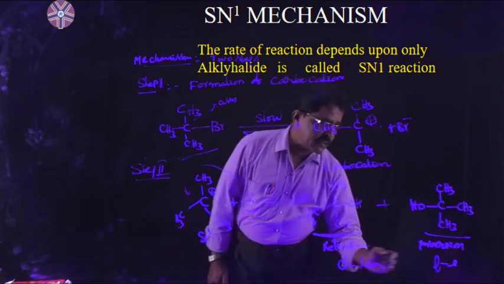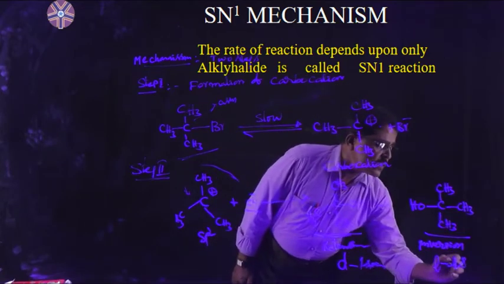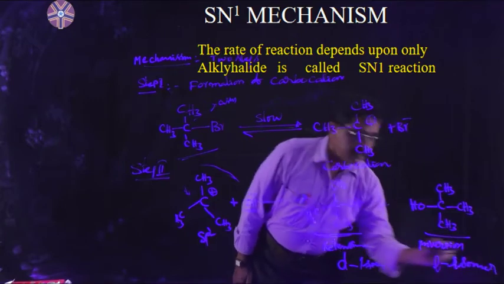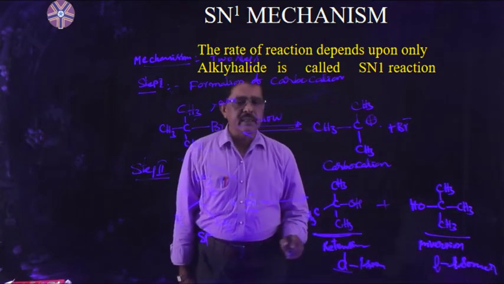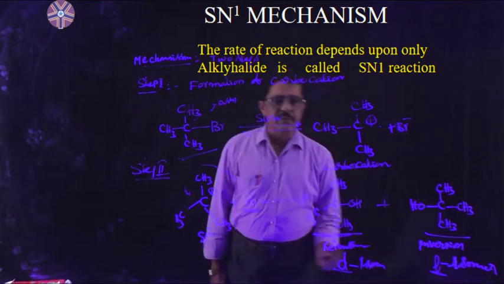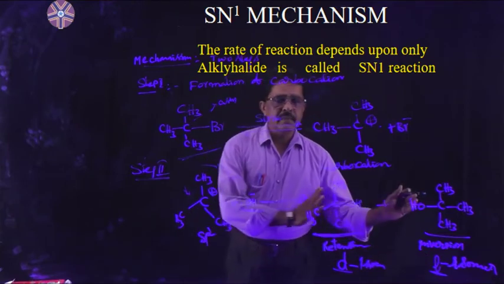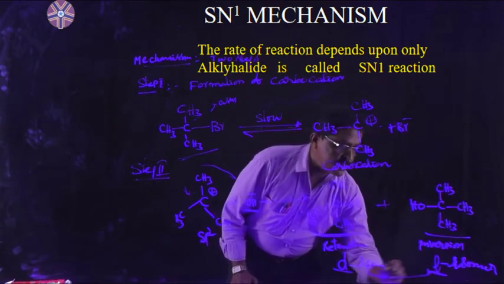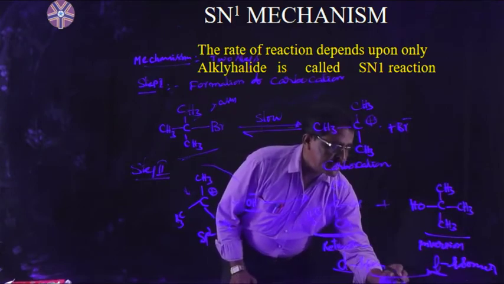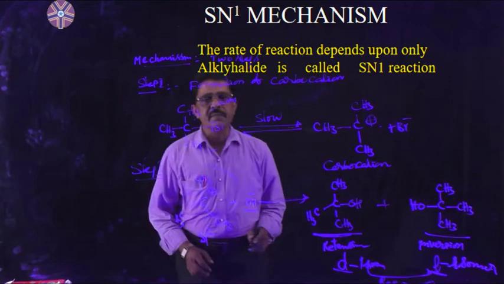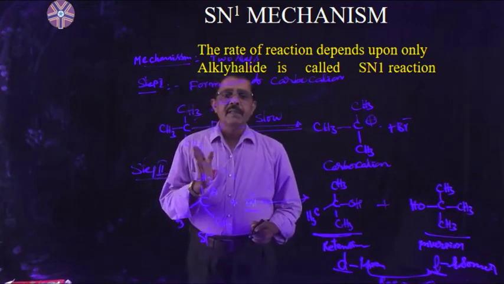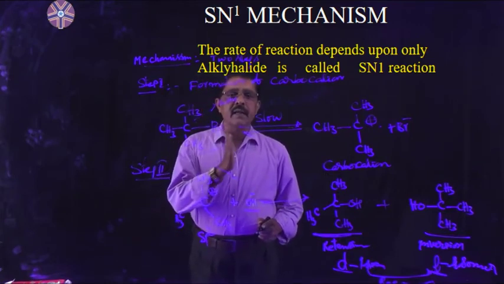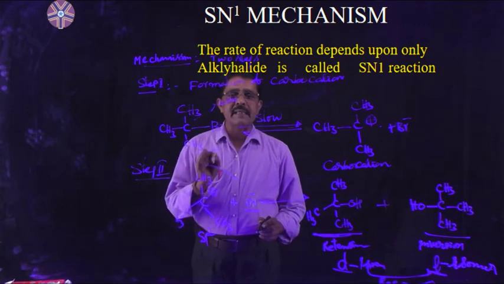L isomer. That means what? Here is the dextrorotatory compound, and this one is the levorotatory compound. By mixing these two compounds, we will get what? A racemic mixture. Racemic mixture means 50% D isomer and 50% L isomer.